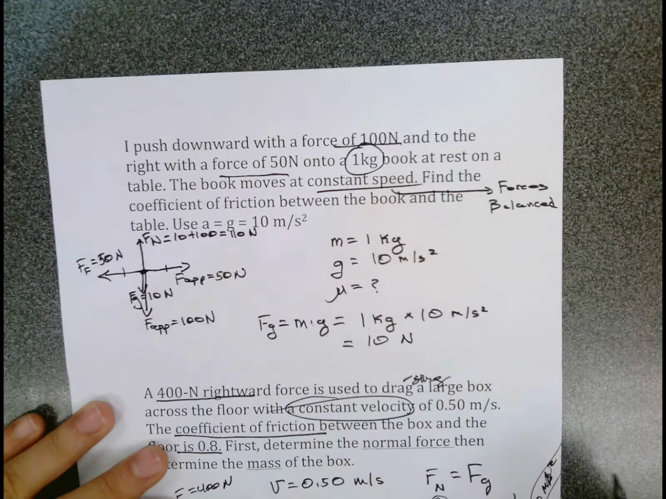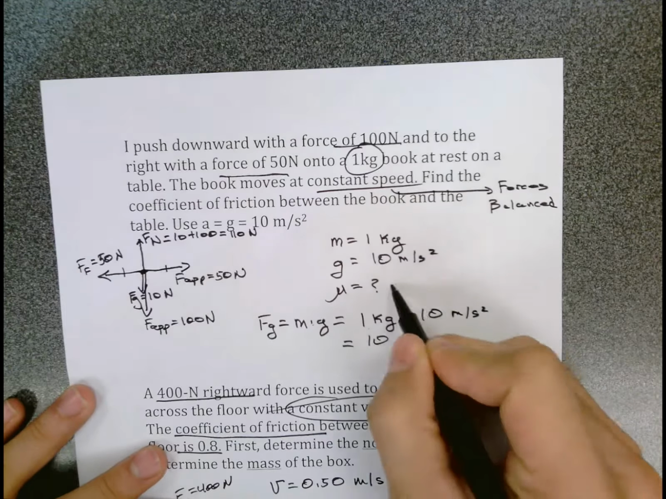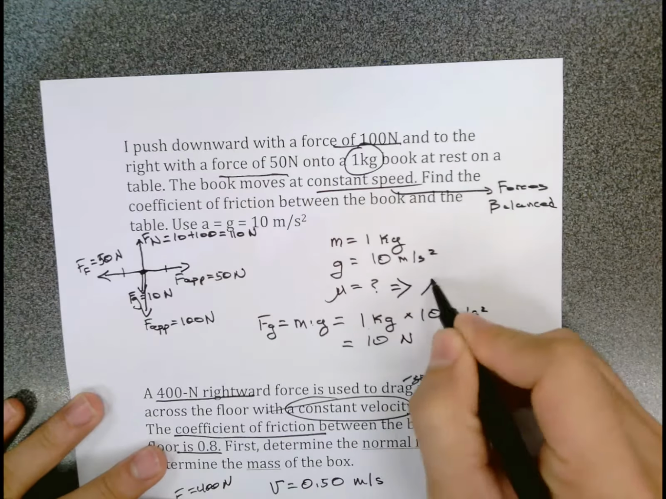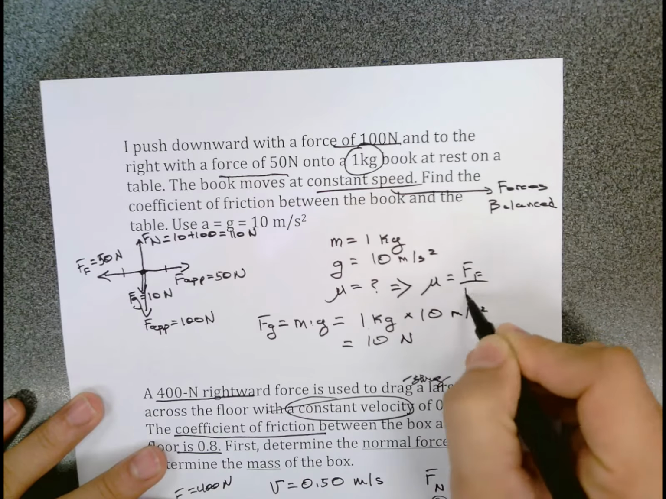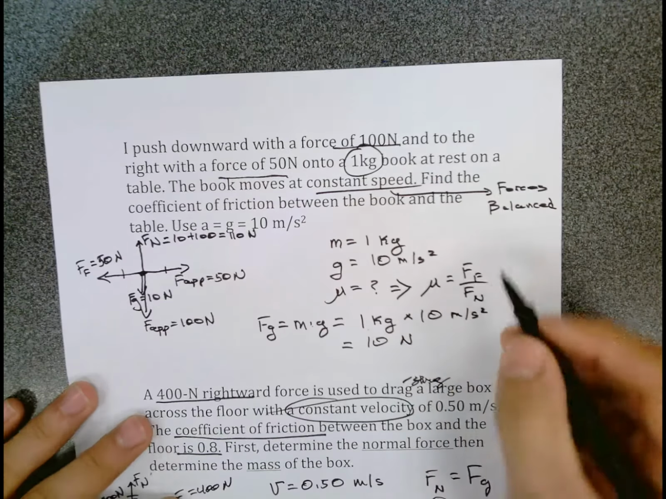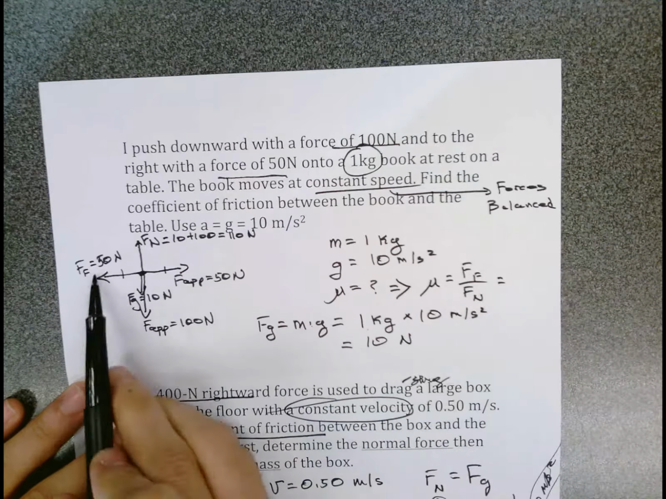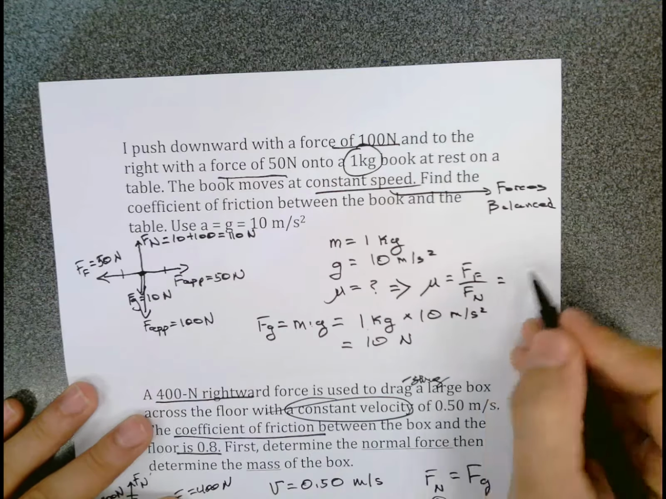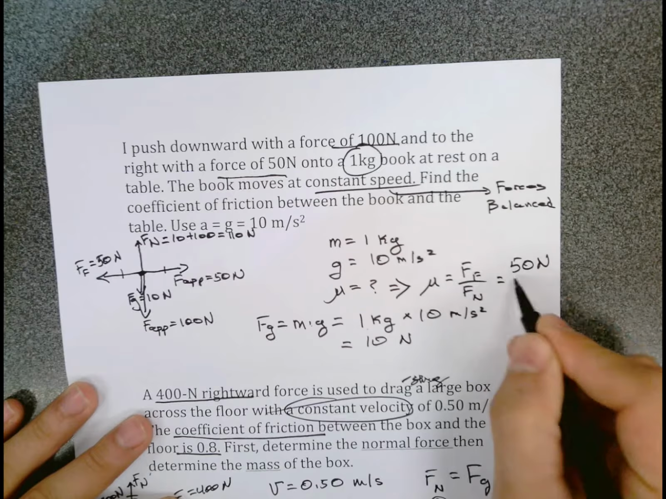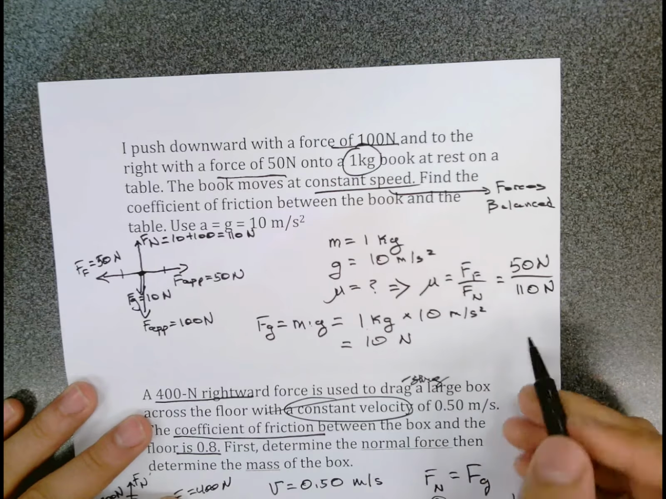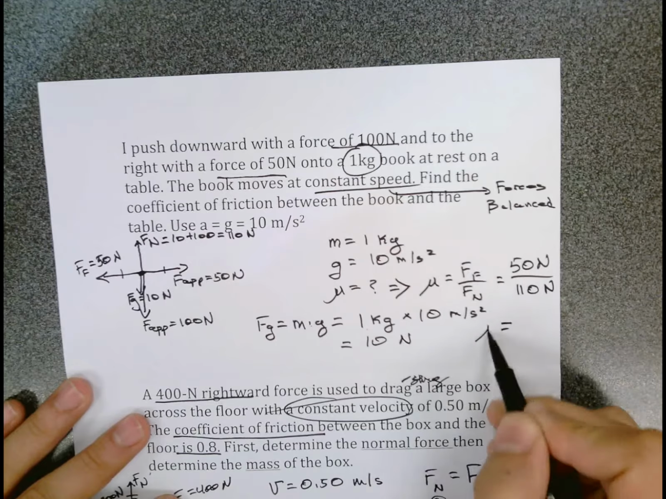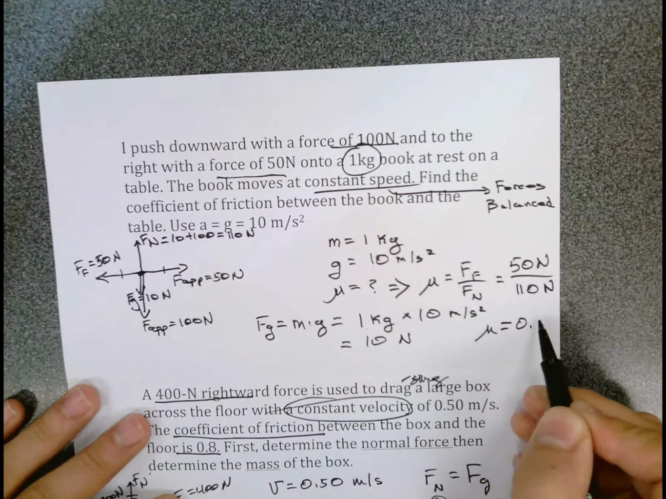We know that the question is asking for the coefficient of friction. The equation for coefficient of friction is mu is equal to the force of friction divided by the normal force. In that case, looking at the force of friction to the left from our free body diagram is 50 newtons. Our normal force is 110 newtons. We end up getting a coefficient of friction that is 0.45.